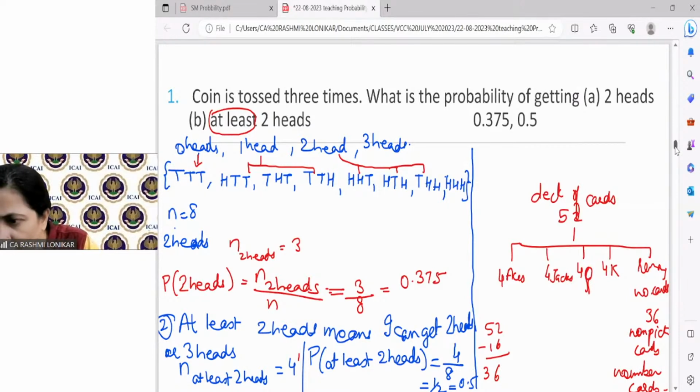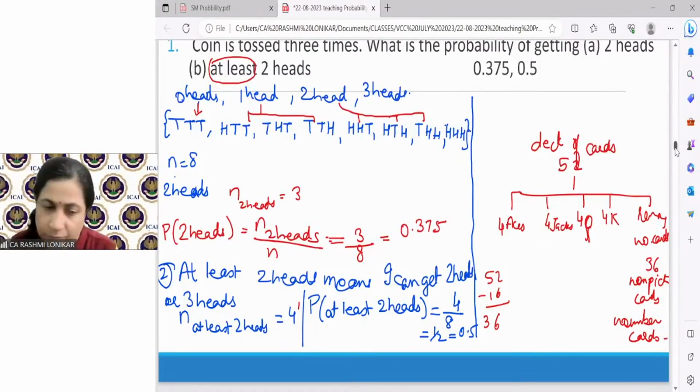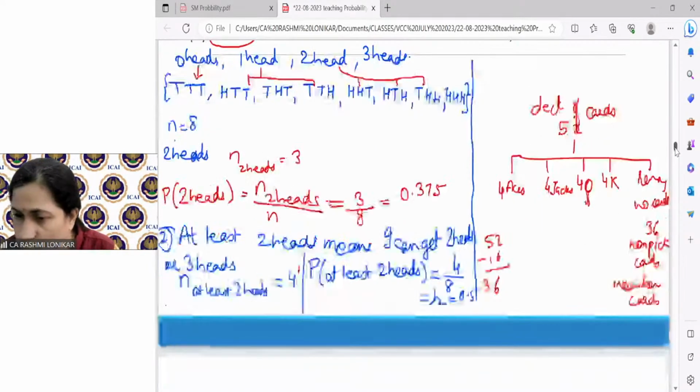Is it clear? Excellent. Om, yes, you have got it. Let us go to the next sum.